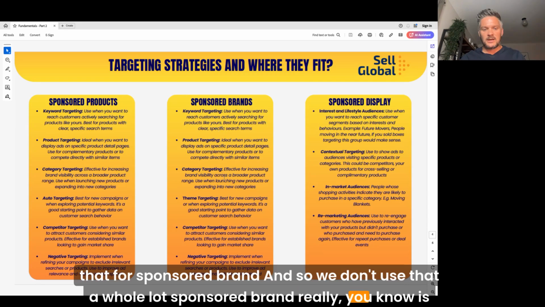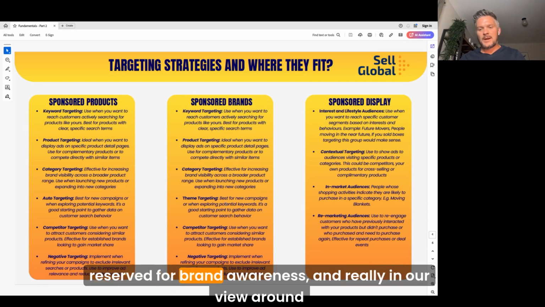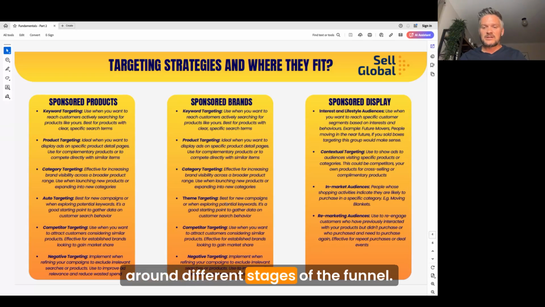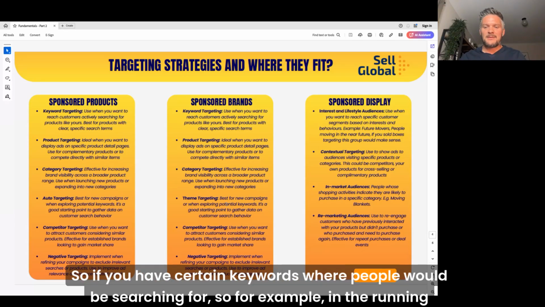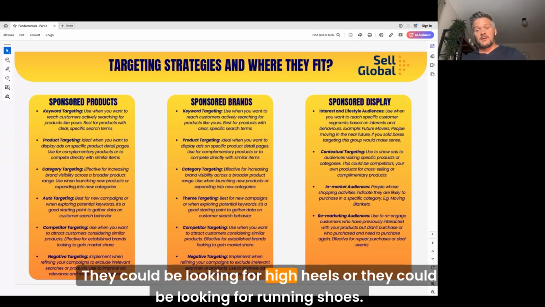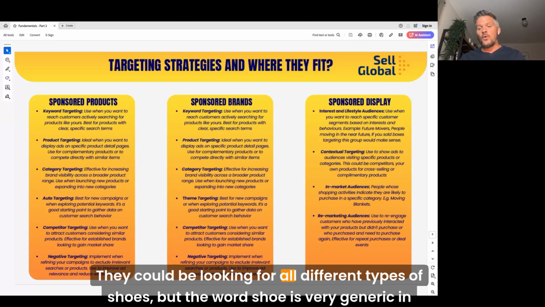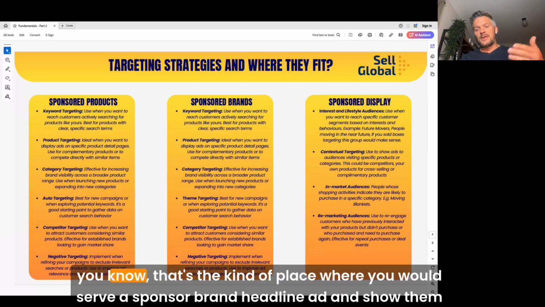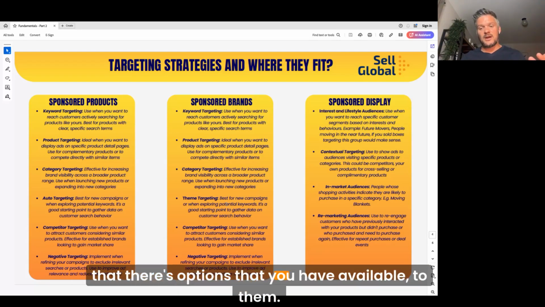Sponsored brands really, in our view, is reserved for brand awareness and around different stages of the funnel. So if you have certain keywords where people will be searching, for example, in the running shoes example I used before, if someone's searching for the word shoe, that's really broad. They could be looking for high heels, or they could be looking for running shoes. They could be looking for all different types of shoes. But the word shoe is very generic in nature. That's the kind of place where you would serve a sponsored brand headline ad and show them that there's options that you have available to them.